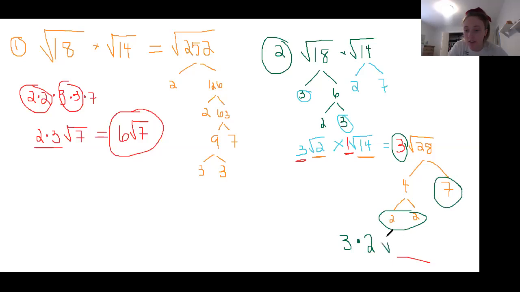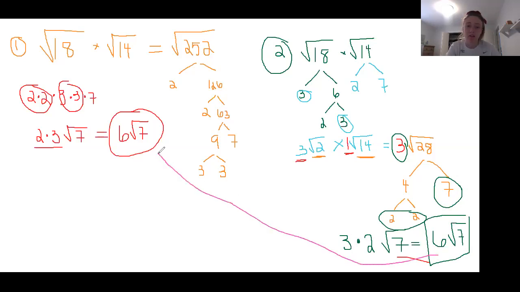That means the 7 has to stay in the square root. Now, 3 times 2 gives me 6, and I still have my square root 7. So my final answer is 6 square root 7. Whoa, look at that. You can see that we got the same exact thing, okay?